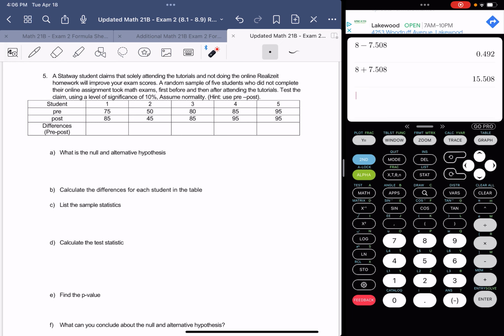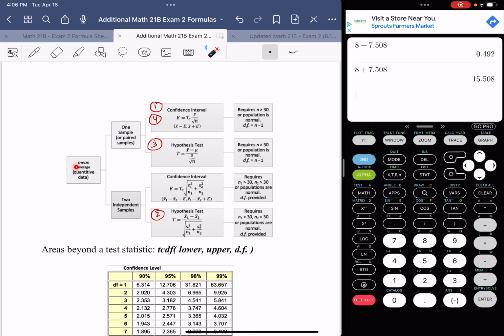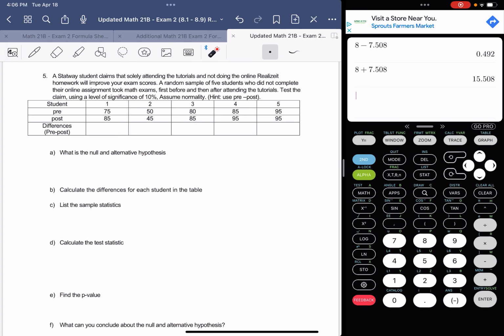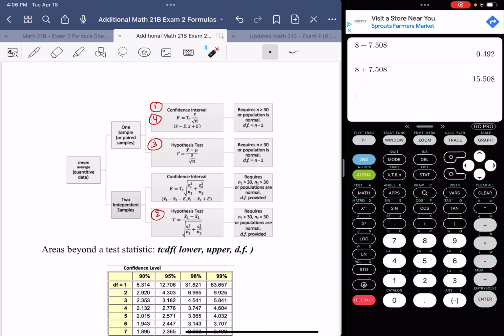So before we do anything though, tell me, are we doing 1 sample, 2 paired samples, or 2 independent samples? Paired. Good. We're doing 2 paired samples because we're doing pre and post compared to the same student, right? We're analyzing the same student pre and then post. So it is paired. Is this a confidence interval or hypothesis test? Hypothesis test. Good. We're using this info down here, this test statistic, and we can use this info for degrees of freedom, etc.